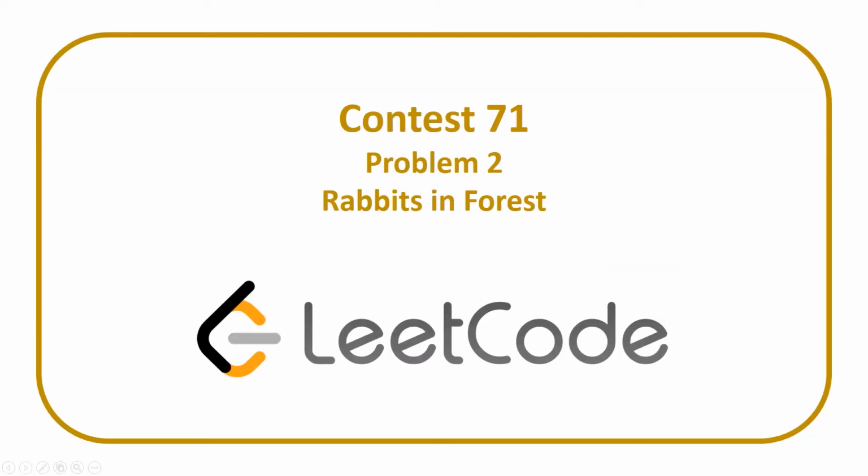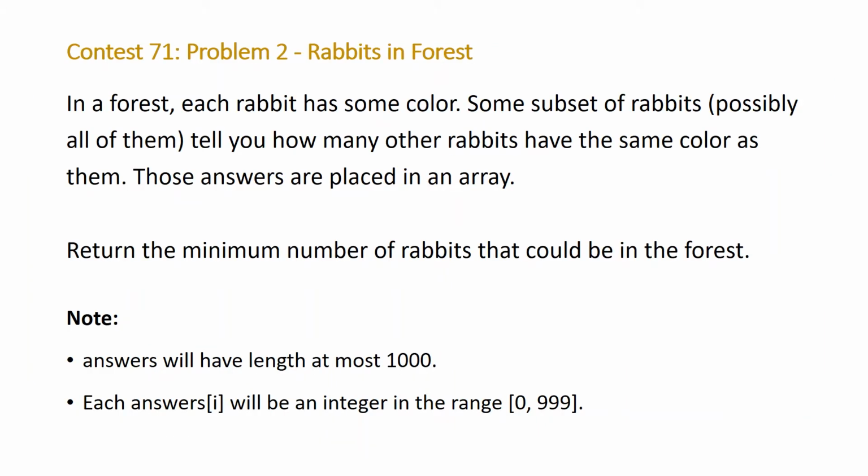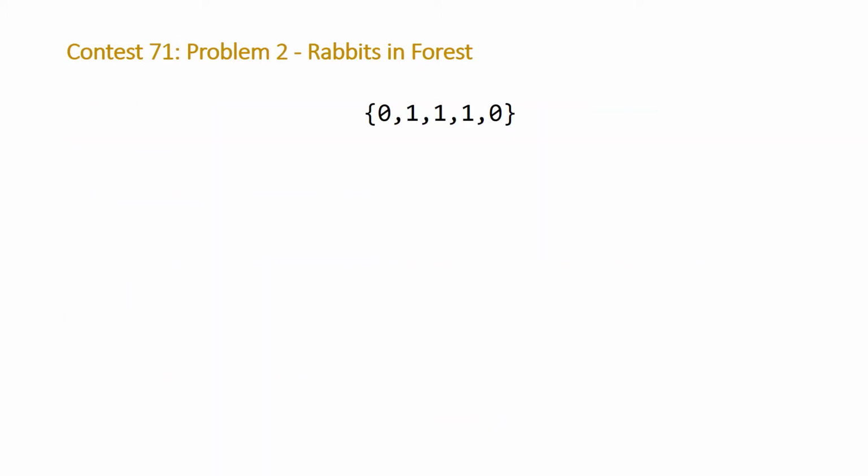The first problem we'll be covering is problem 2 from LeetCode Contest 71 entitled Rabbits in Forest. The problem states, in a forest, each rabbit has some color. Some subset of rabbits, possibly all of them, tell you how many other rabbits have the same color as them. Those answers are placed in an array. Return the minimum number of rabbits that could be in the forest based on this array. And note that the maximum length of the array will be 1,000, and each of the answers will be between 0 and 999. So let's take a look at an example.